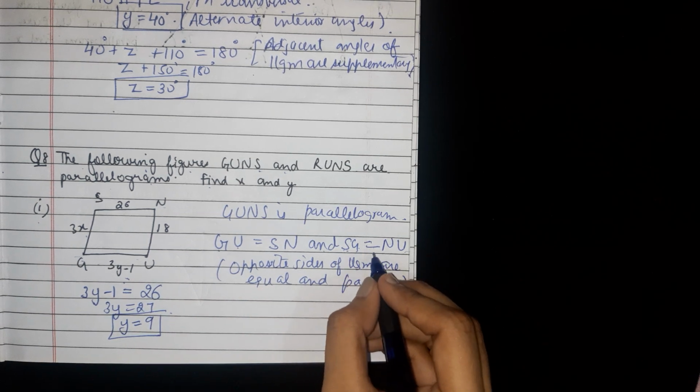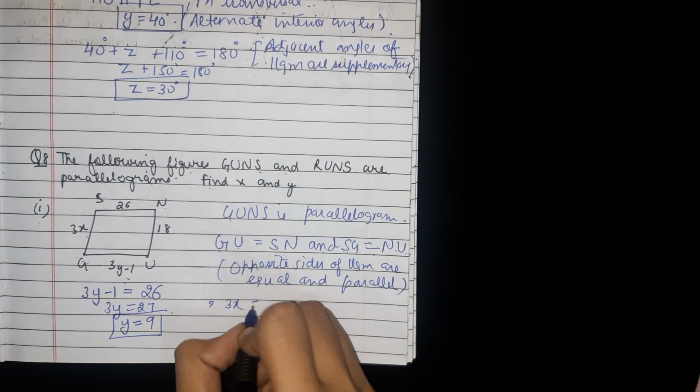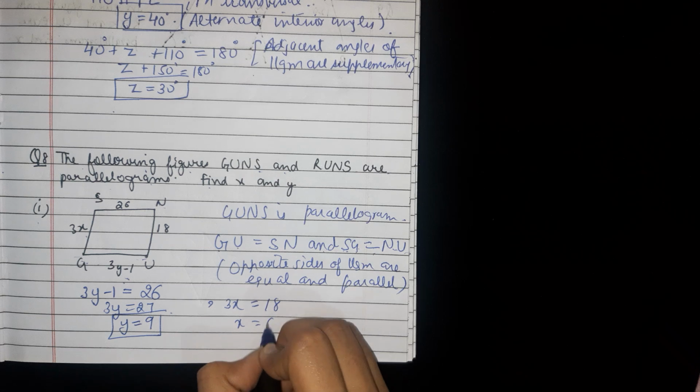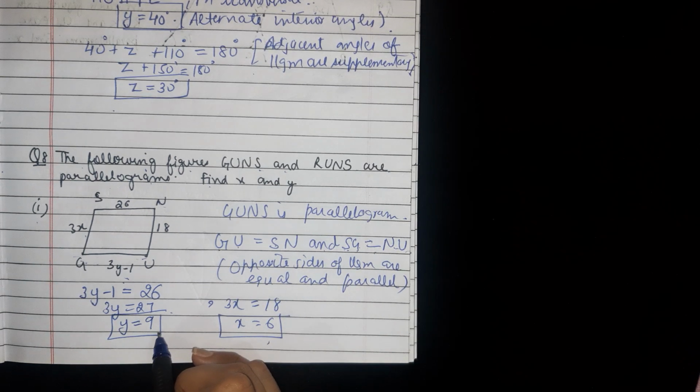Again SG is equal to NU. SG, 3x, is equal to NU, which is 18. So x comes out to be 6. So x is 6 and y is 9.